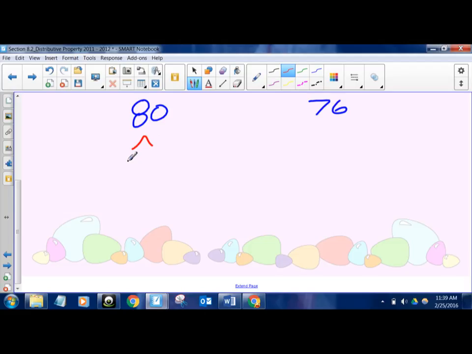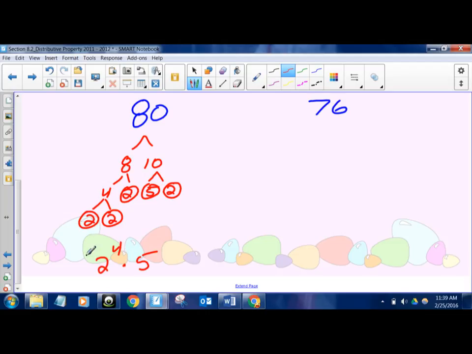So let's see, 80 can be broken down to 8 times 10. And then 8 can be broken down to 4 times 2. And 10 is 5 times 2. And I've got a prime here, a prime here, a prime here. And 4 is 2 times 2. So the prime factorization of 80 is 2 to the 4th times 5.